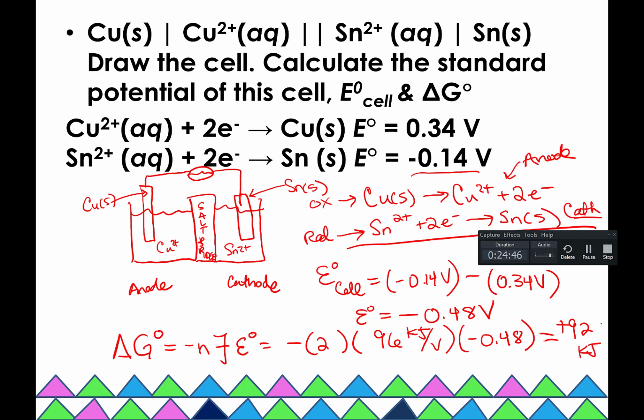And we would get that delta G naught is 92 kilojoules positive for every mole of copper that's oxidized. So this is non-spontaneous, and therefore this is going to be an electrolytic cell.